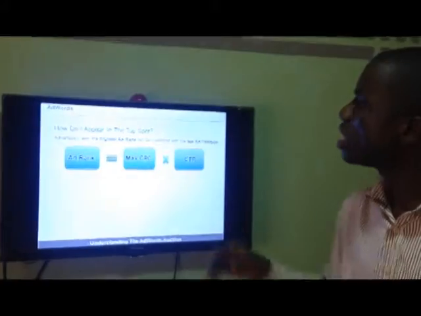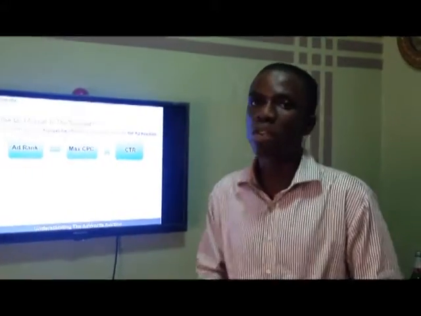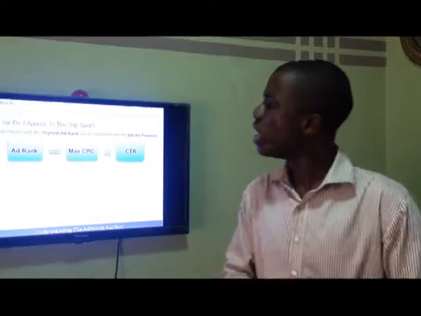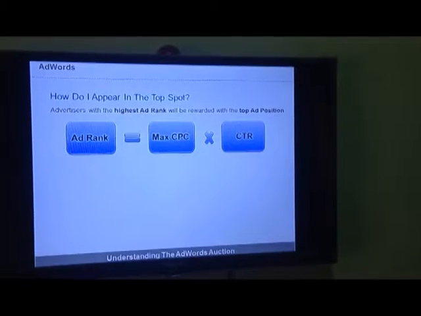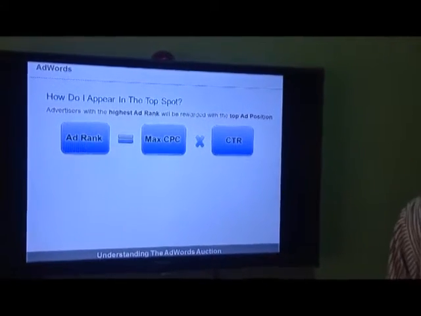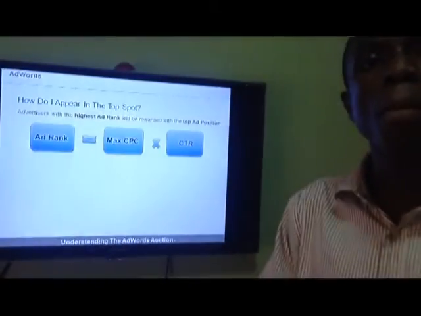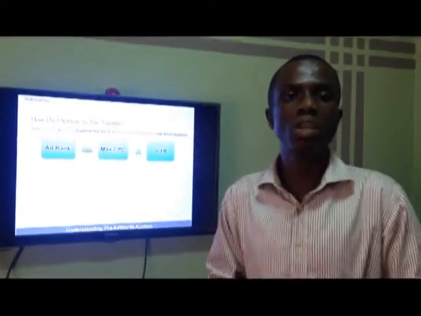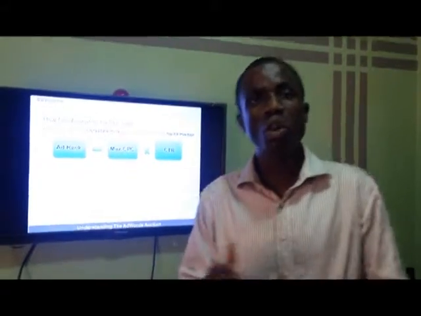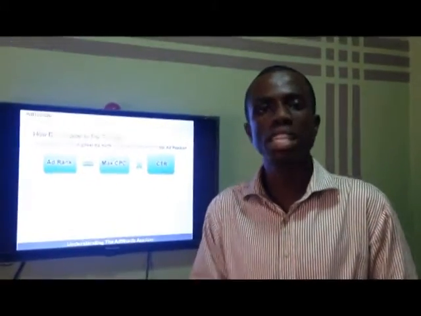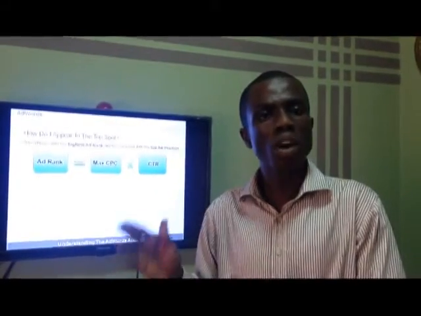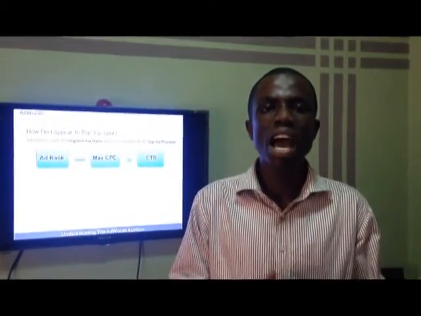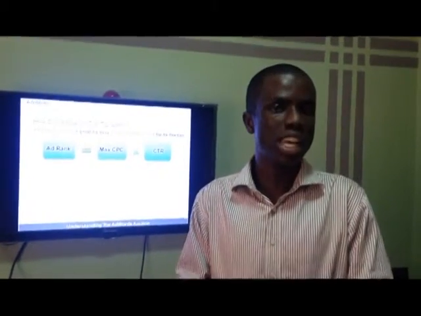So first, in determining an ad rank, Google came up with an initial formula known as maximum CPC, maximum cost per click, multiplied by CTR, that's click-through rate. Talk of the maximum CPC: that is the maximum amount you are bidding for a keyword. So let's take for instance dog food. An advertiser decides to bid $1 for dog food. So you are telling Google that Google shouldn't charge you beyond $1. So normally you are charged below the dollar or equal to the dollar. So that's not your actual cost.